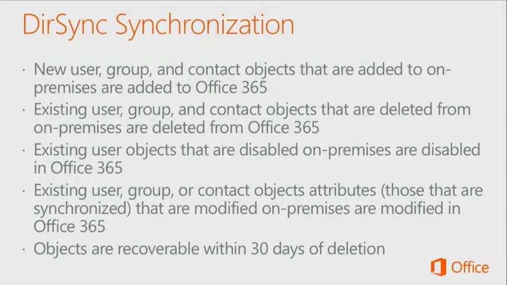Existing user objects that are disabled on-premise are disabled in Office 365. So if you right-click a user and disable it on-premise, it'll be disabled in Office 365. And object attributes that are modified on-premise are modified in Office 365. If you add a phone number or an address or a department or something like that to somebody's on-premise account, it will be synchronized up. And here's the big one.